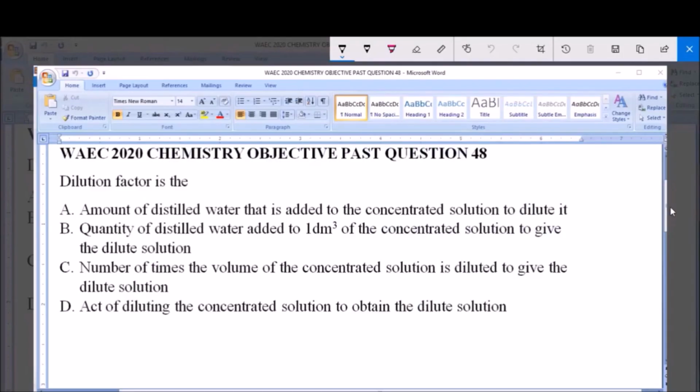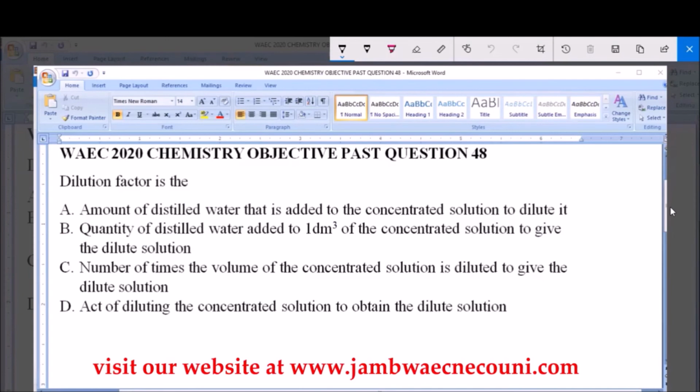Hello and welcome. I'm going to be answering WAEC 2020 Chemistry Objective Past Question 48. Dilution factor is the A, amount of distilled water that is added to the concentrated solution to dilute it. B, quantity of distilled water added to 1 dm cube of the concentrated solution to give the dilute solution. C, number of times the volume of the concentrated solution is diluted to give the dilute solution. D, act of diluting the concentrated solution to obtain the dilute solution.